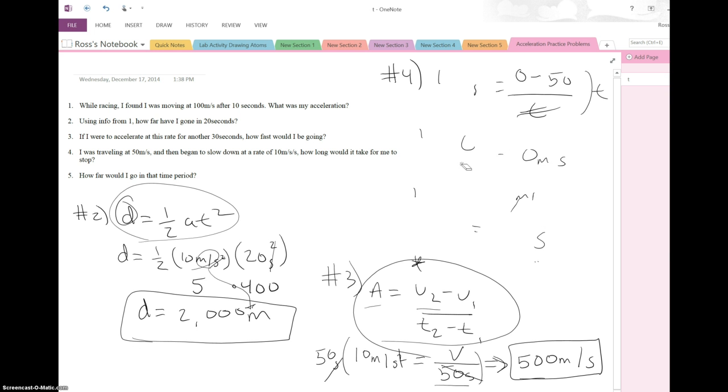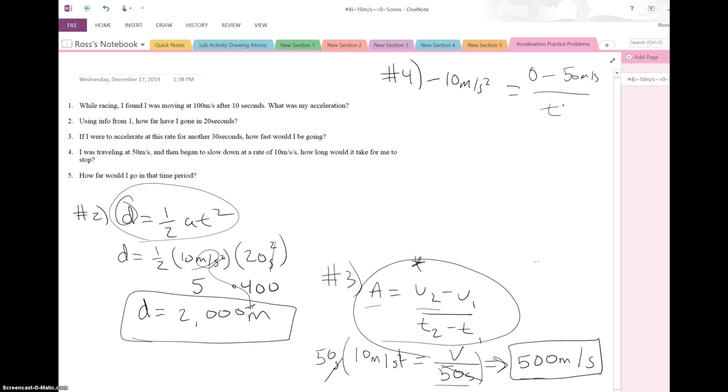Sorry, I made a mistake there. I had to go back and fix it. We're going to start plugging in everything that we know. Looking at number 4, we've got a deceleration of 10 meters per second squared, so that'll be negative 10 meters per second squared. It equals, now our second velocity is 0 because we're slowing down to a stop. Our first velocity is 50 meters per second. And we're solving for time.